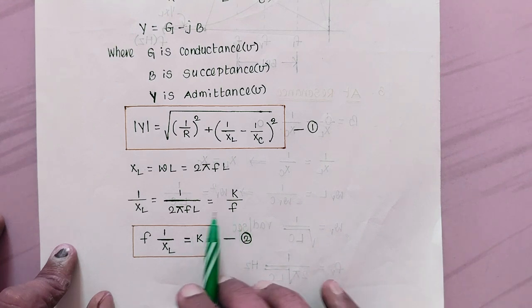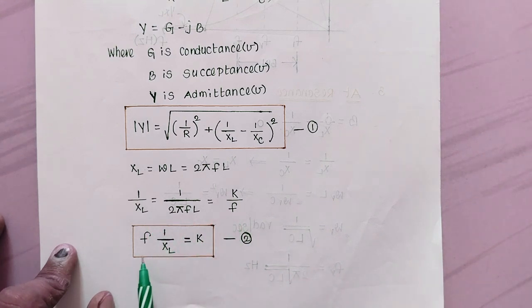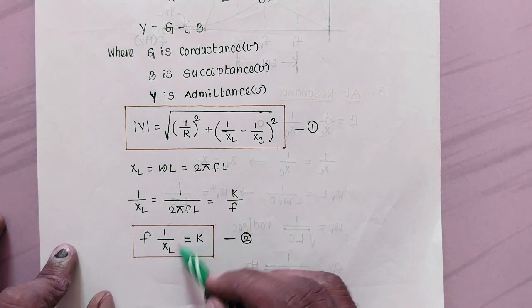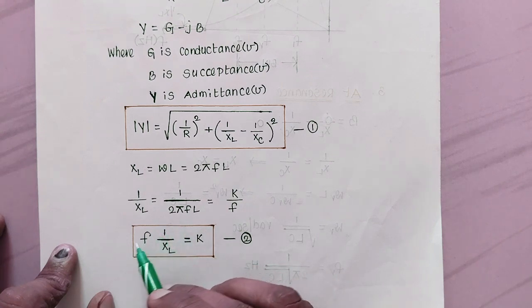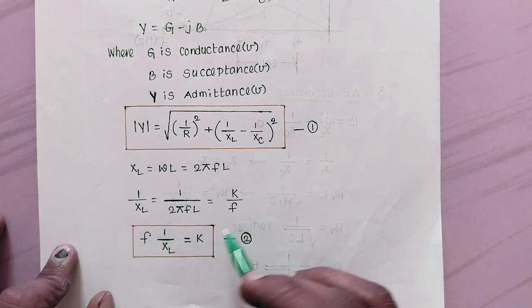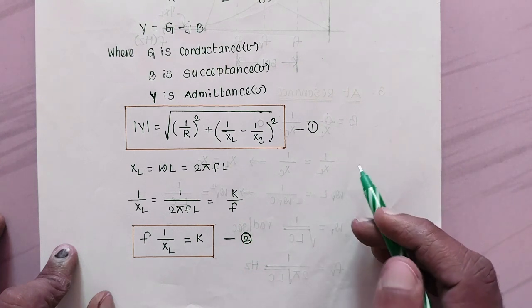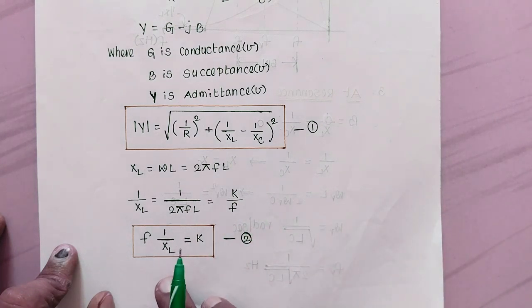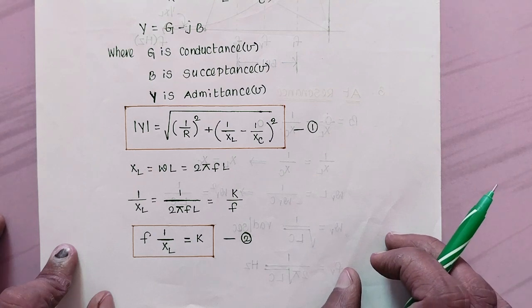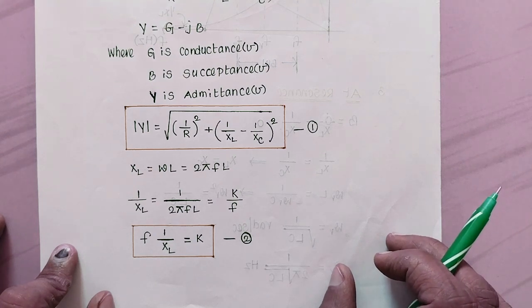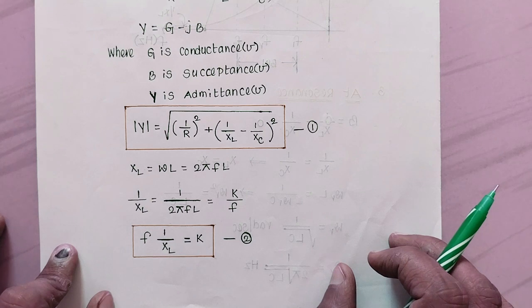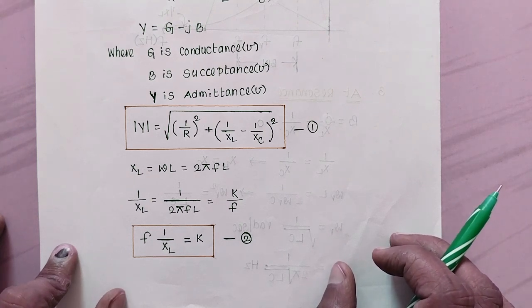If you take this F to the left hand side of the equation, you get F into 1 by XL equal to K. Here we have to draw a curve between 1 by XL and F, with F on the x axis and 1 by XL on the y axis. Here it is in the form of xy equal to K, which is a rectangular hyperbola. So we get a rectangular hyperbola curve, with frequency on the x axis and 1 by XL on the y axis.